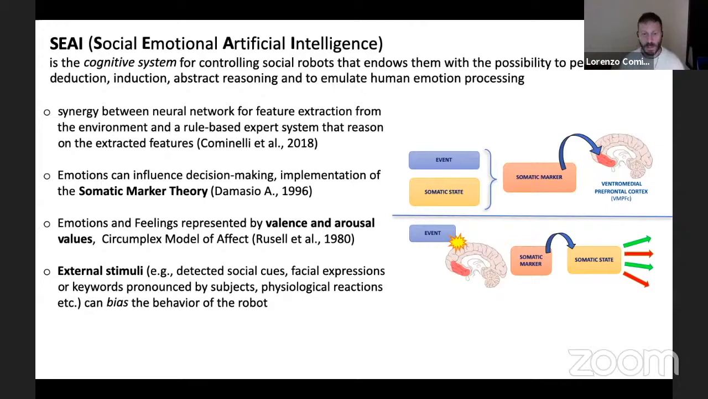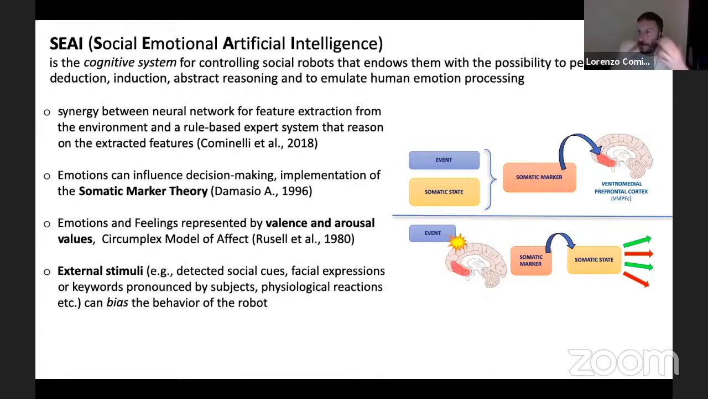Why am I saying this? Because this control system is based on a synergy between neural network-based software, like the one we have seen for social perception, to extract features from the environment. When these features become abstract, high-level information, this information is processed by another software on top, which is an expert system based on logic rules. With this kind of software, you can emulate human reasoning, you can emulate specific competencies in a specific domain of knowledge, and you can manipulate these symbols, this abstract information, for them going out from the system and controlling the motors of the robots.